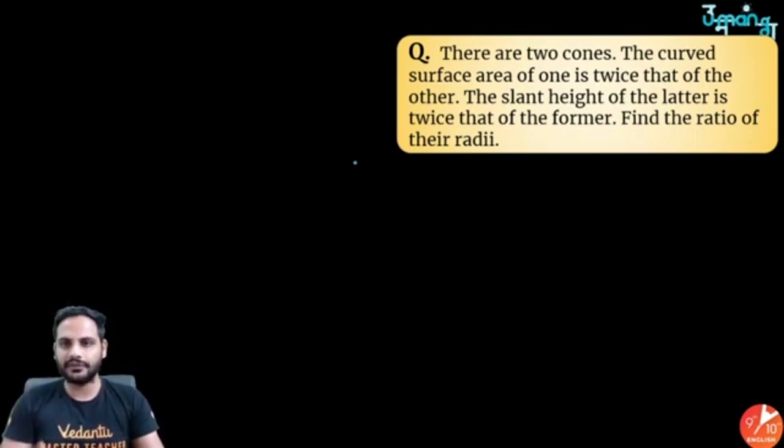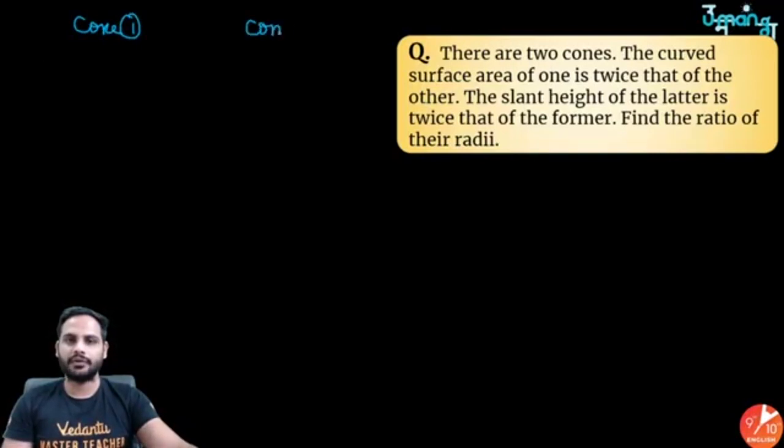So there are two cones. Curved surface area of one is twice that of the other. So suppose I have two cones, cone 1 and cone 2. Whatever is the curved surface area of this smaller cone, the cone 2 is double of that. The slant height of the latter is twice that of the former. Find the ratio of their radius.